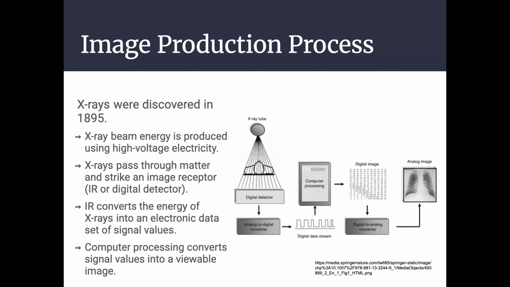It's all accurate, okay? And the IR, the image receptor, the detector, converts the energy of X-rays into an electronic data set. So now this is the language of digital, and that's something we're all familiar with, right? We all understand that concept. So it creates a data set of signal values. So signal is a data set. And then a computer processor converts the signal values into a viewable image, okay?